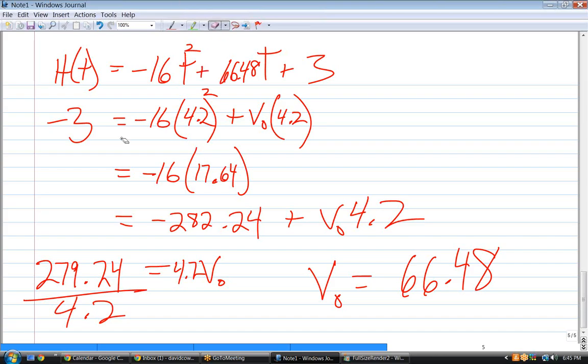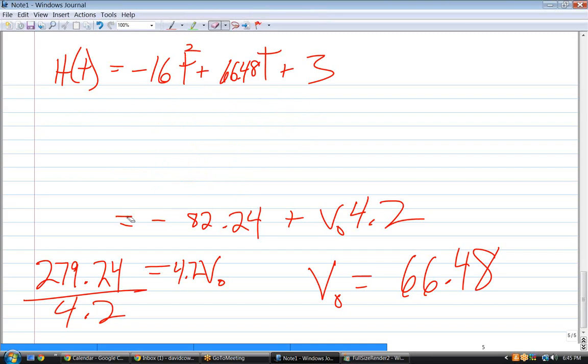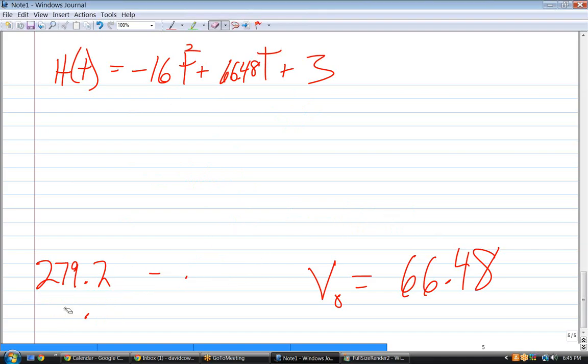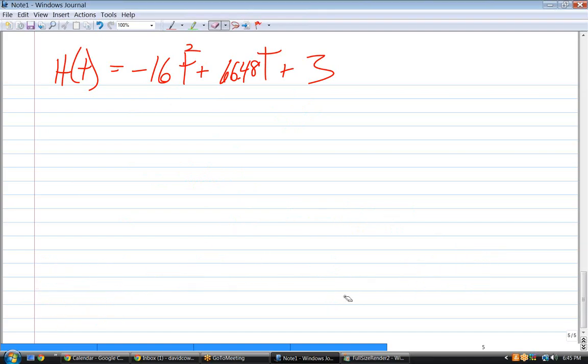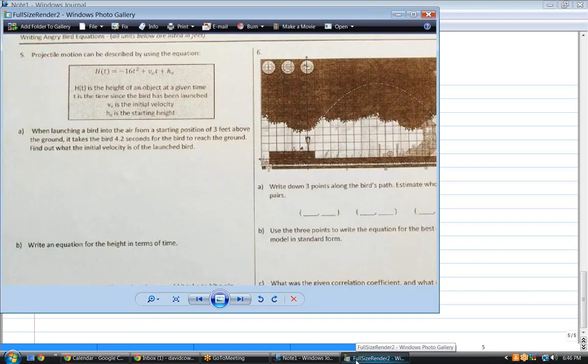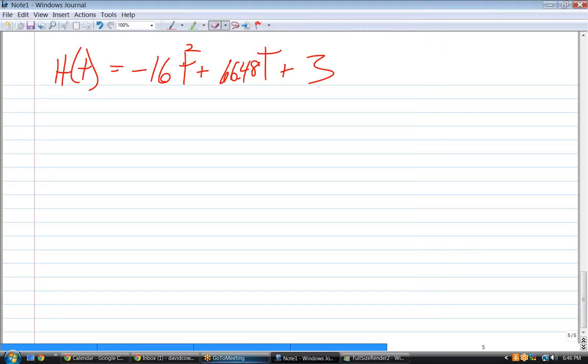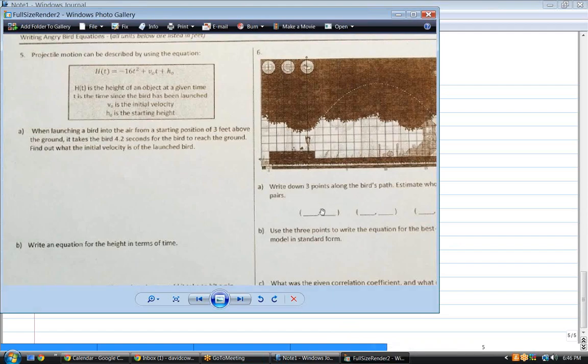Okay. I'm going to erase all of this. And now their last question. Okay, so that's the equation for the height in terms of time. Right. Okay. So number 6. Write down 3 points along the bird's path. Estimate, what's the rest of that say? Oh, there's part C on that last problem.